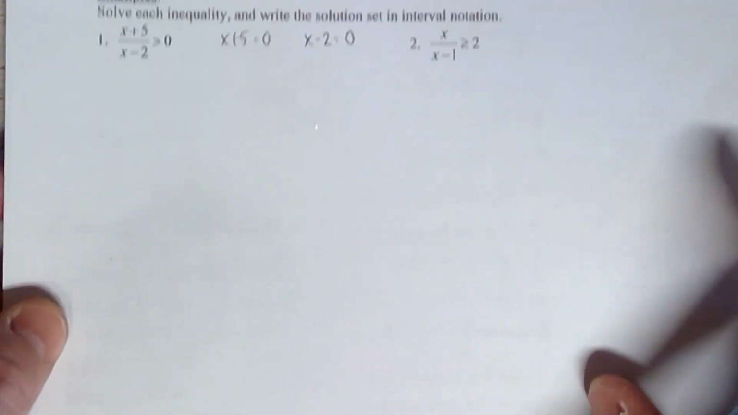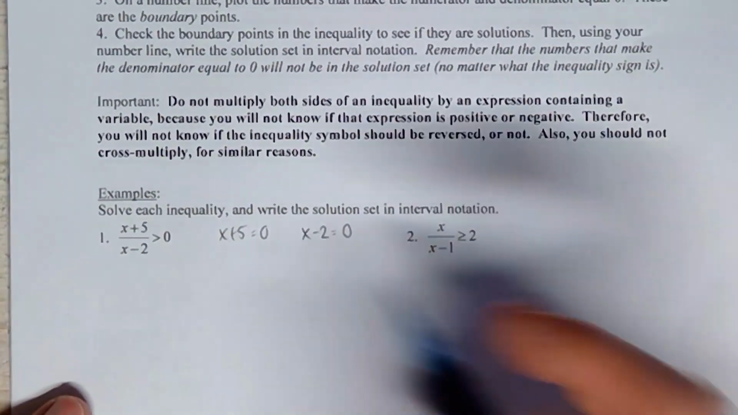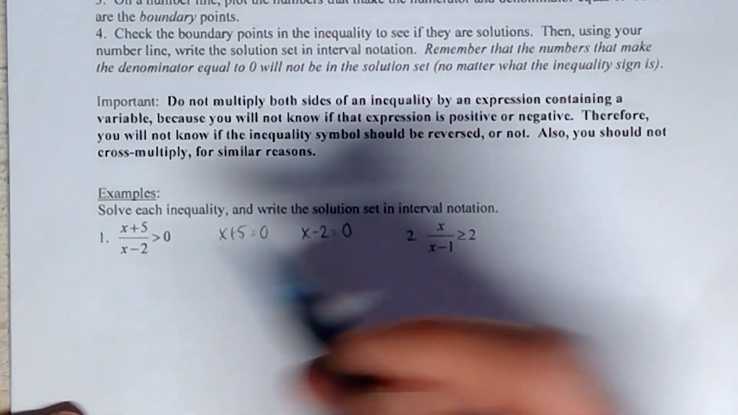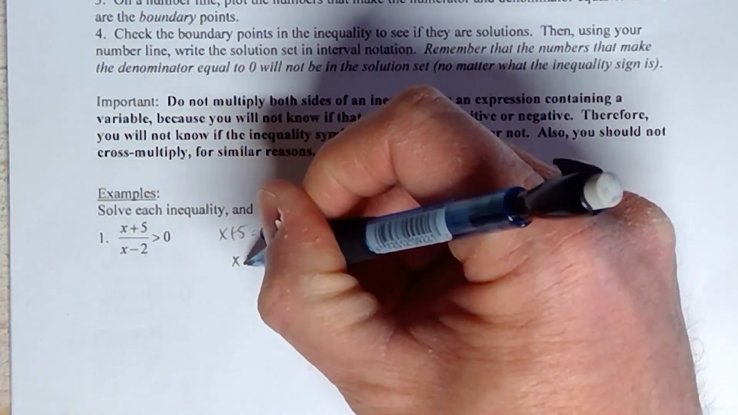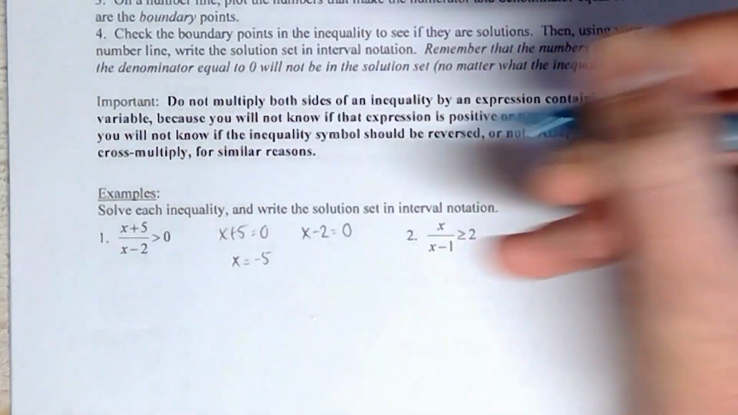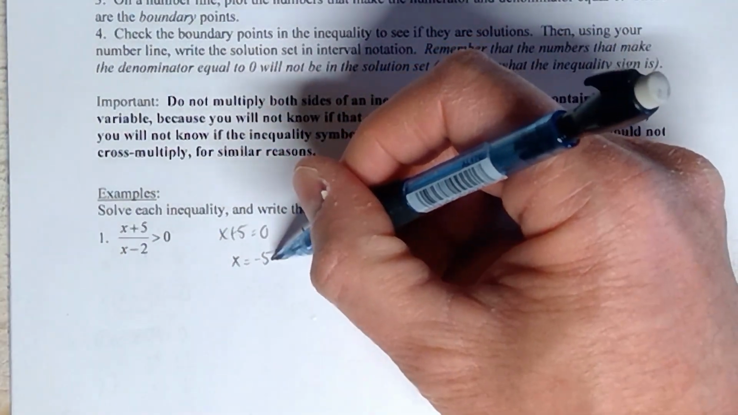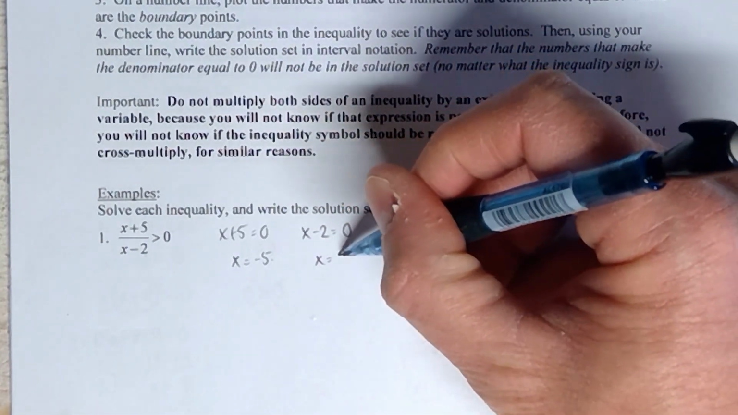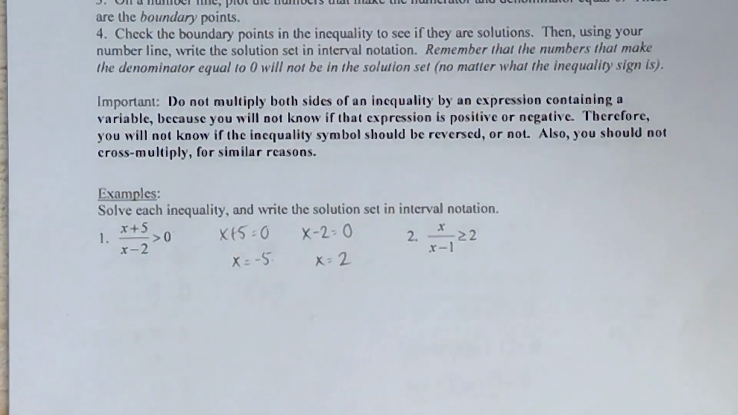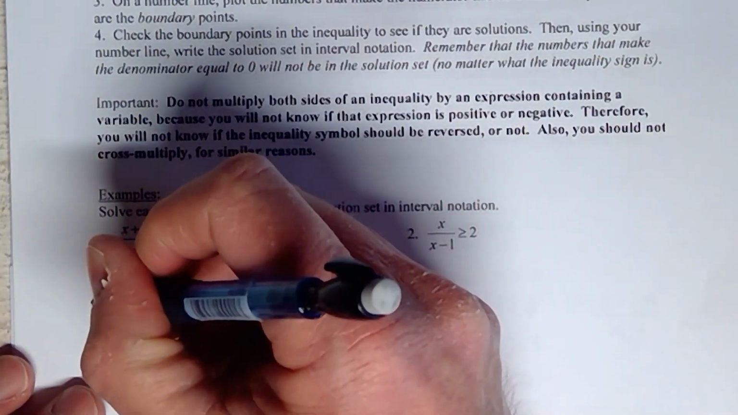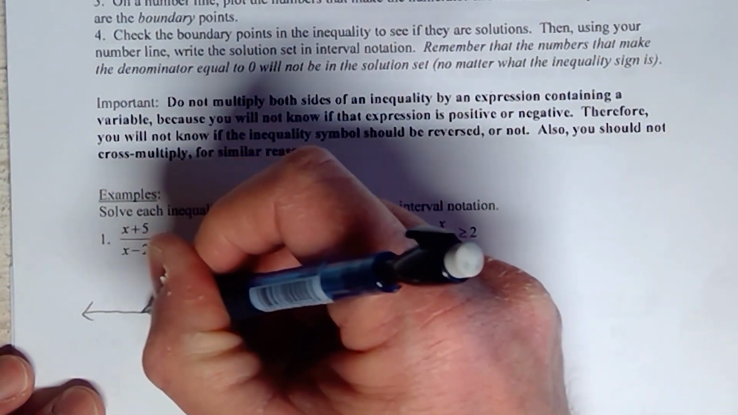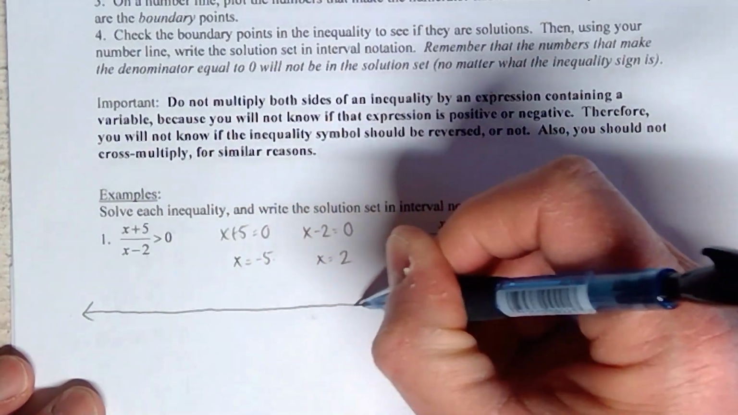Same thing here. It's just that you find those two numbers in a different way. You set the numerator and denominator equal to 0. If I do that and I solve these resulting linear equations by subtracting the 5 over and adding the 2 over, I get -5 and +2.